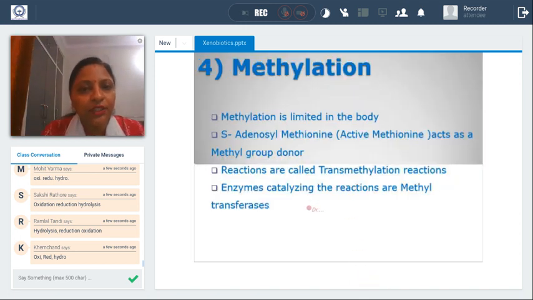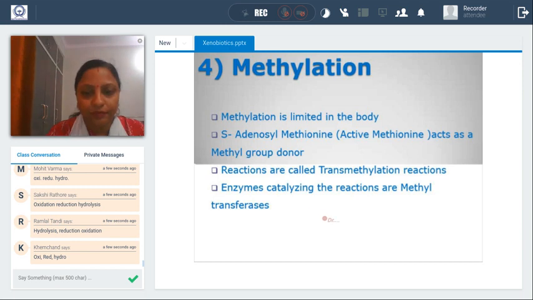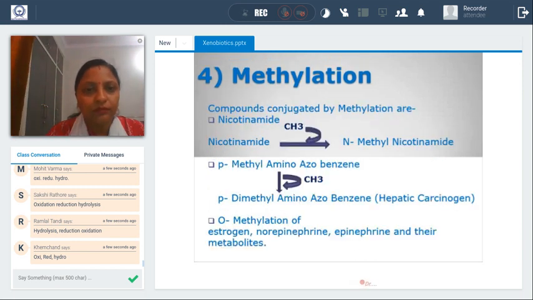Next reaction is methylation. Methylation is limited in the body. Active methionine, S-adenosyl methionine, acts as the methyl group donor. These reactions are called transmethylation reactions, and the enzymes involved in this reaction are methyltransferases. These are the examples of methylation.